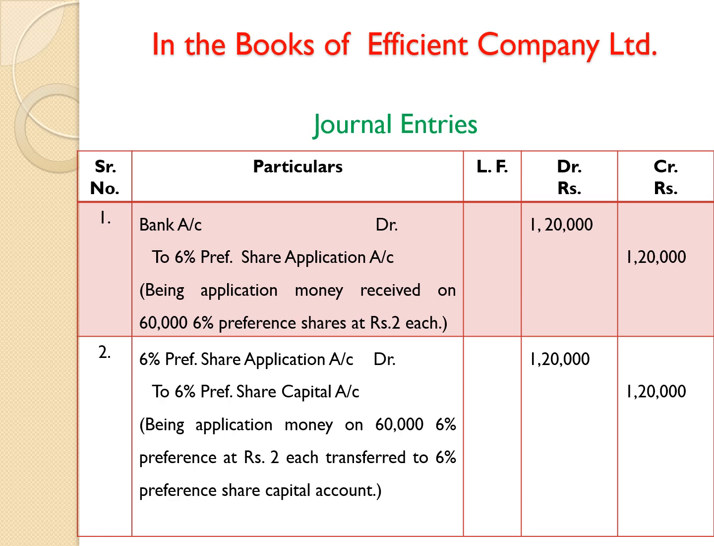1,20,000. Narration: there is no specific language for narration. We may write as per our opinion, but it should be noted that our narration should give a clear message about the transaction that happened. Narration being application money on 60,000 6% preference shares at rupees 2 each transferred to 6% preference share capital account. Here we have passed two entries regarding application. As earlier we have discussed, every stage carries minimum 2 journal entries. So here the application stage carries 2 entries we have recorded.